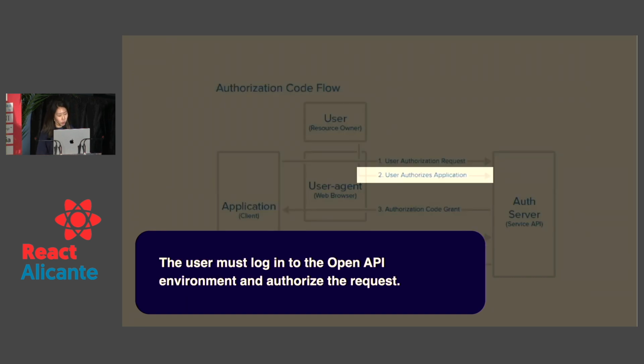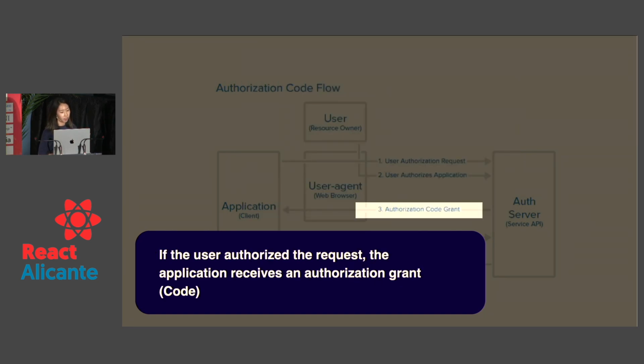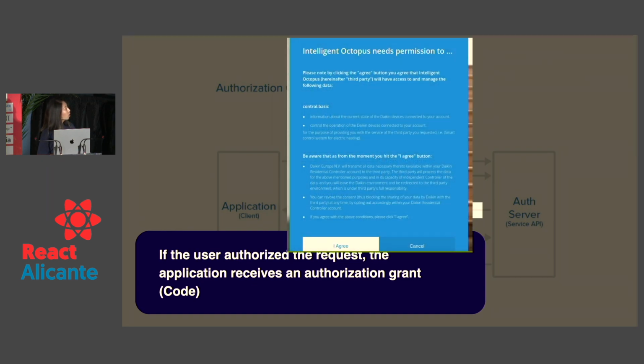The second step is the user authorizes the application. The user must log into the Open API environment and authorize the request. This basically means that the user needs to log in on the Daikin sign-in page with their Daikin login credentials. And the third step is the authorization code grant. If the user authorized the request, the application receives an authorization grant, or the authorization code. So here, the user needs to click I agree to authenticate Octopus Energy, and then will be redirected to the Octopus Energy heat pump page with the auth code and state appended in the URL. Let me show you how that URL looks in the next slide.